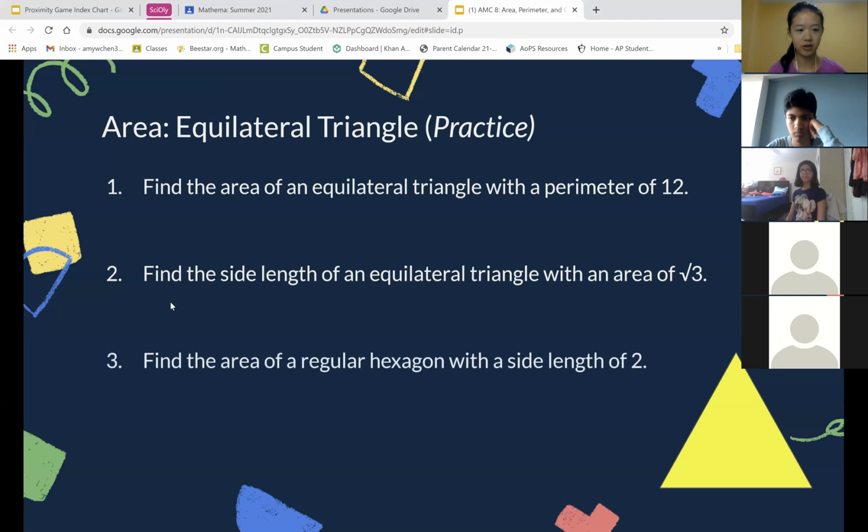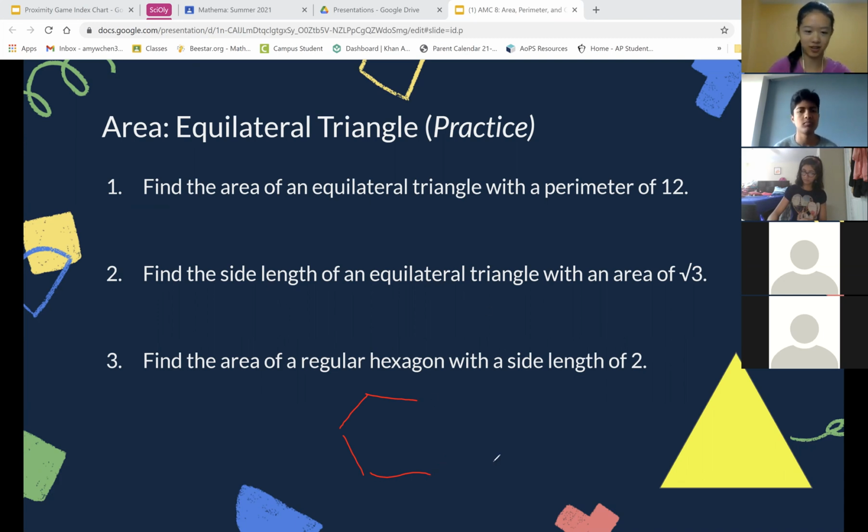Okay, one more. This one's a little bit different, but think about what a hexagon is made up of. Find the area of a regular hexagon with a side length of 2. This is a little bit trickier, but I recommend drawing it and splitting it up. Those are my 2 hints.